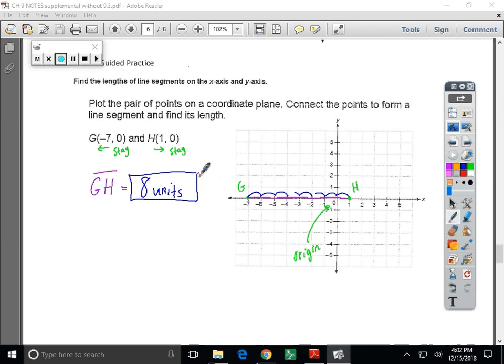Take a look at my ordered pairs. Do you notice what stayed the same? The second term, the second value is the same. So we're going to do the same thing we did a minute ago. We're going to record the unlike values.